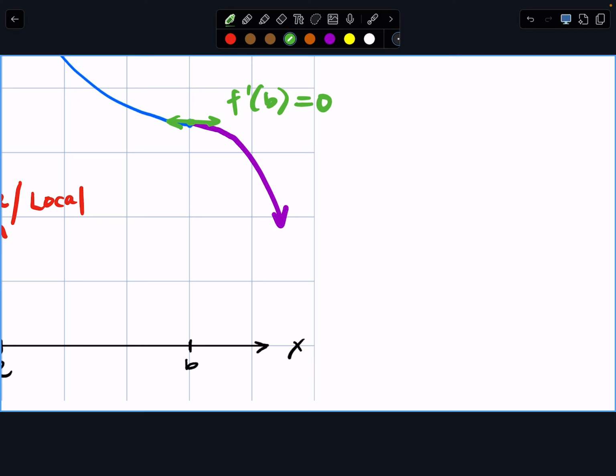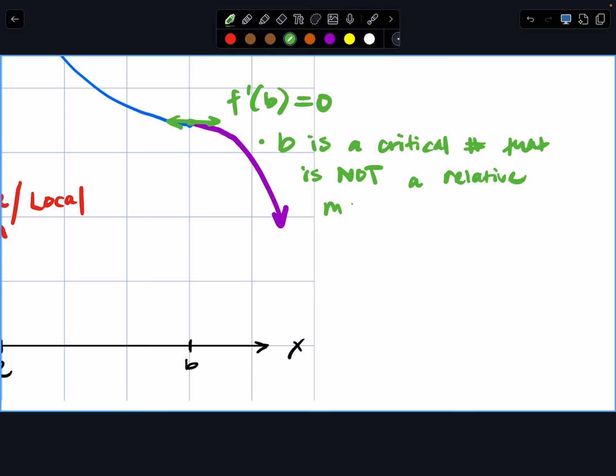No. It ends up corresponding to something else that we'll be identifying, but it's not a relative max or min. So B, we can say B is a critical number that is not a relative max or min.